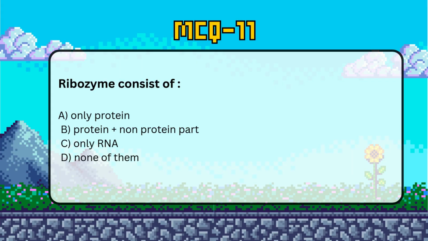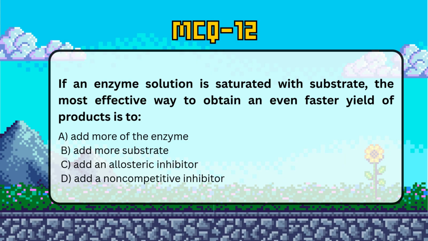Question number 11: Ribozyme consists of only protein, protein plus non-protein part, only RNA, or none of them. So the right option is the C option, only RNA, because ribozymes are RNA molecules with catalytic activity, not the protein part.